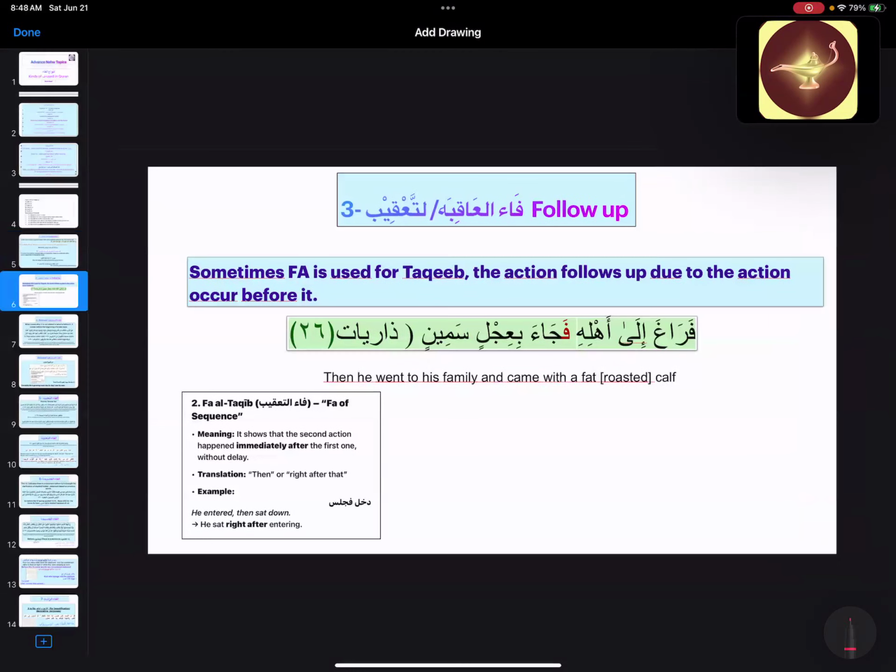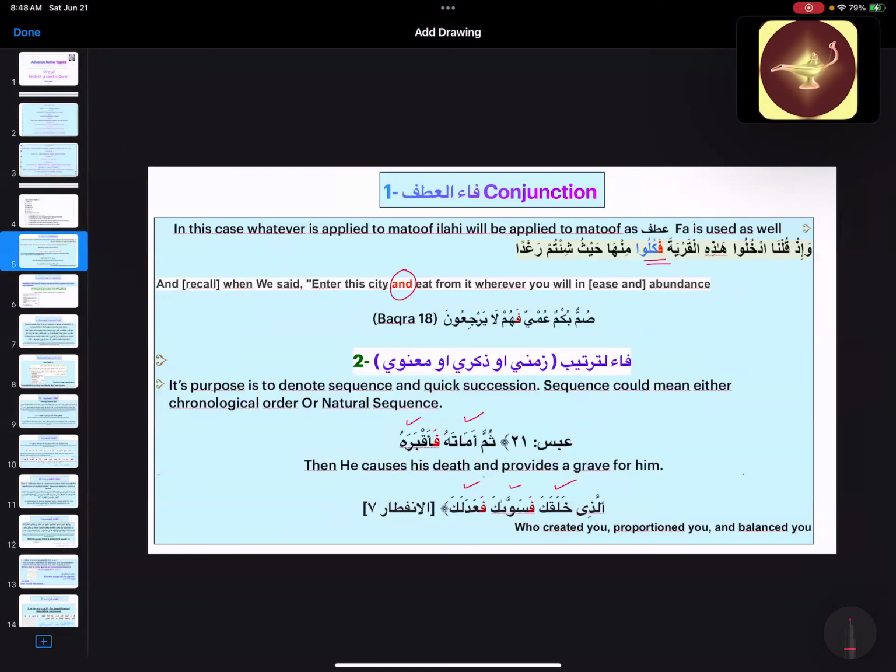So here is zamni wa zikri wa ma'ni. Basically it is saying that this sequence could mean either chronological order or a natural sequence. Zamni, zamana, time. So the tartib could be with the time, or the tartib could be like any order. So both can be included in the tartib.